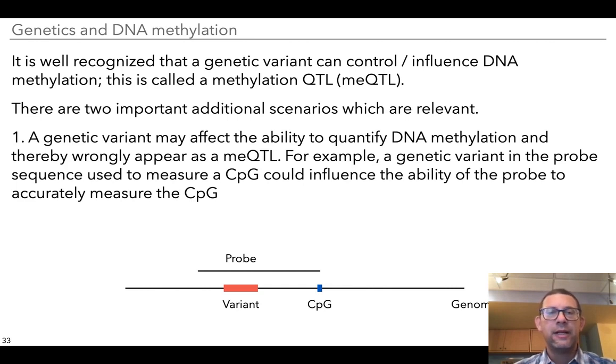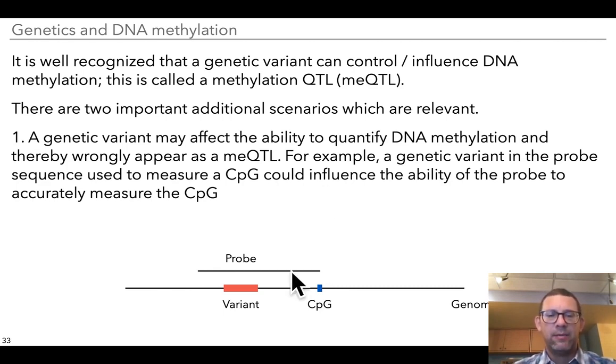This is called a methylation QTL, quantitative trait loci, and is the end goal of quite a few methylation studies. There are two important additional scenarios describing the interplay between DNA methylation and genetics which are relevant. Situation 1: a genetic variant may affect the ability to quantify DNA methylation and thereby wrongly appears as a methylation QTL.